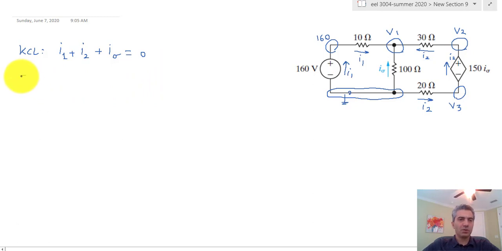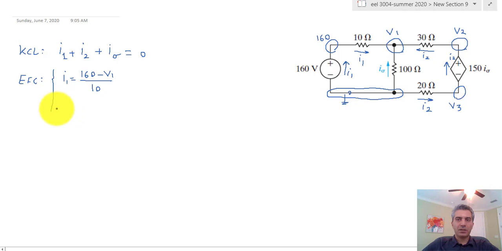Then I'm going to move on to equations for components. The number of components is 1, 2, 3, 4, 5, 6. I took care of the equation for this component when I called that node 160 volts, and therefore there are 5 components for which I have to write the equation. So for the 10 ohm resistor, I1 is equal to 160 minus V1 divided by 10.